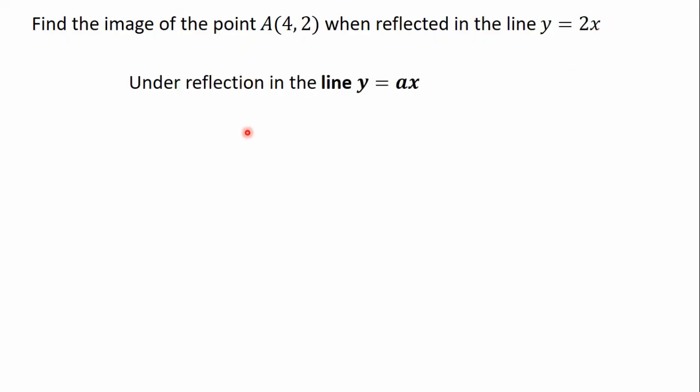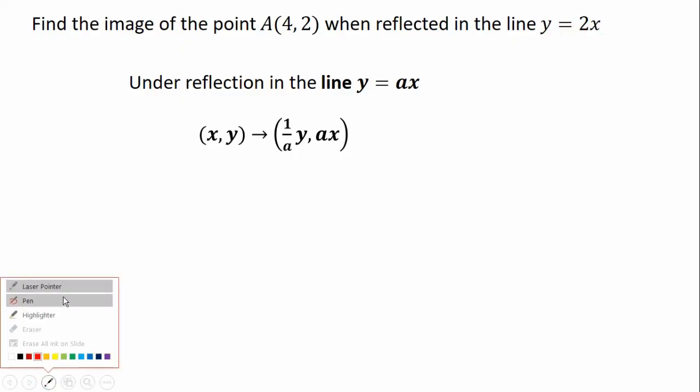We have learned that under reflection in the line y = ax, the rule of the transformation is (x, y) maps to (1/a y, ax), with 1 divided by ay as the x coordinate, then ax as the y coordinate. So from here we can clearly see that we need the value of a to substitute into this to get the rule of the transformation when the point is reflected in the line y = 2x.